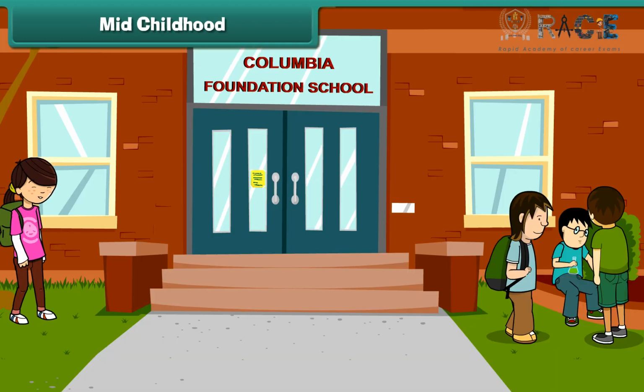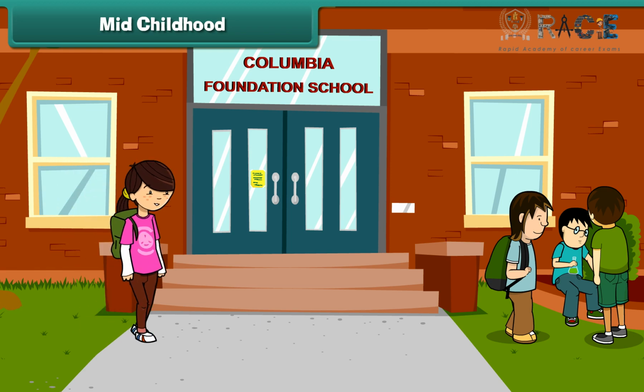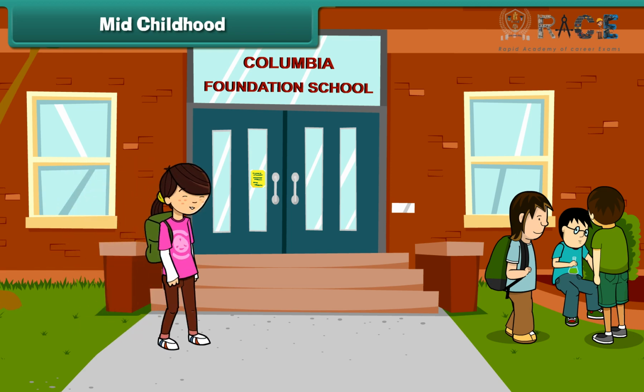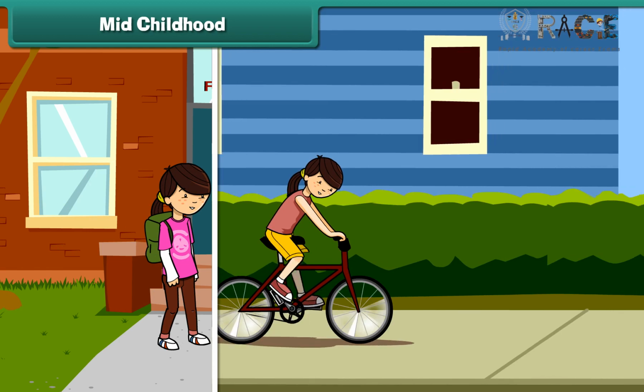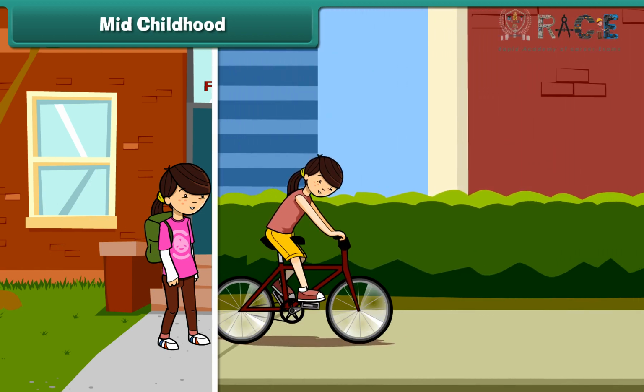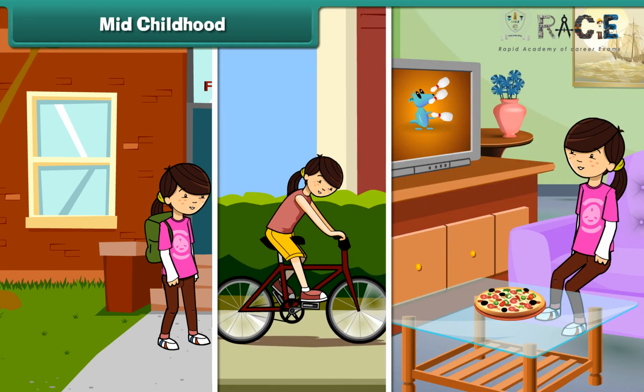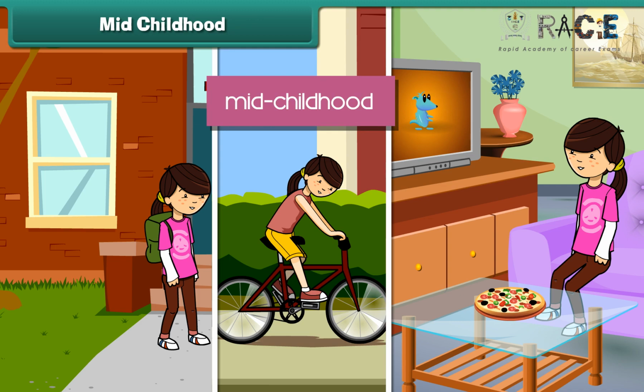Friends, look. Moni is now going to school. She is grown up now. In the evening, she rides on her bicycle. She also likes to watch cartoon movies and comedy shows on the television. This is her mid-childhood stage.